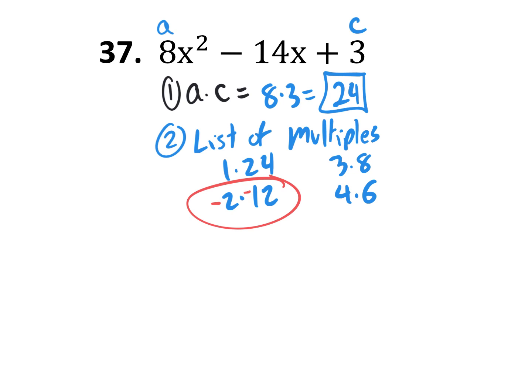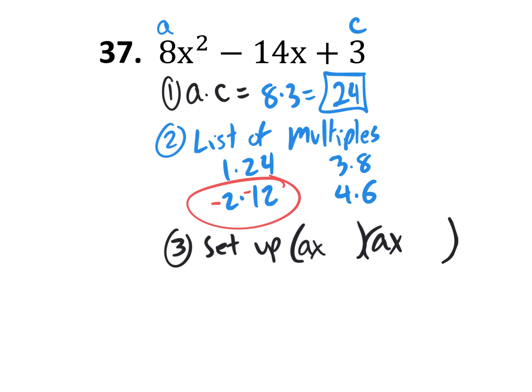Moving on to step 3. Step 3 is the setup. And how do we set it up? We put the binomials, and we put ax and ax. So let's actually do that. Binomials, 8x and 8x. Why 8? Because a is our 8, 8 is our a. So instead of ax, we put 8x.